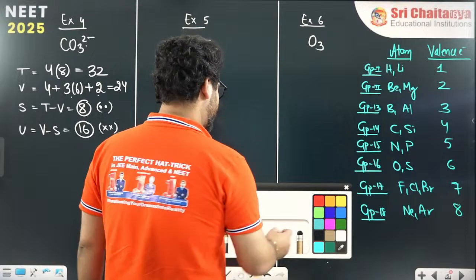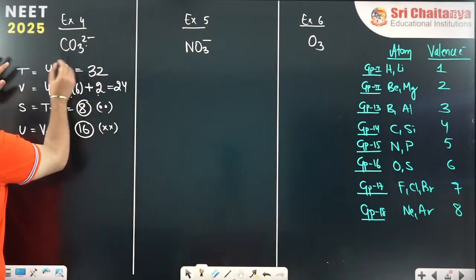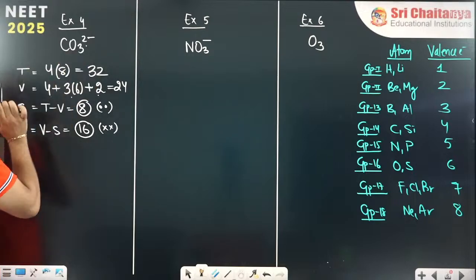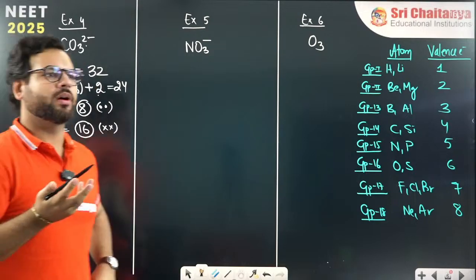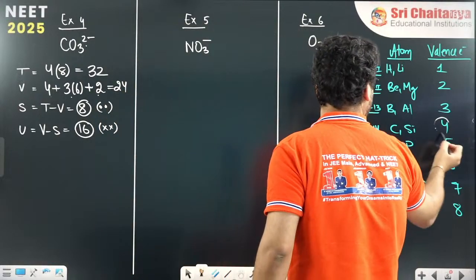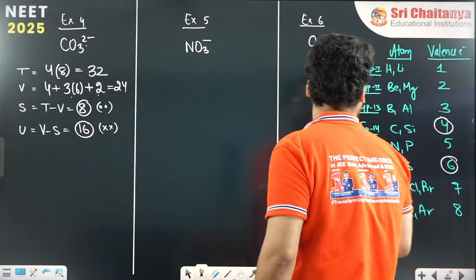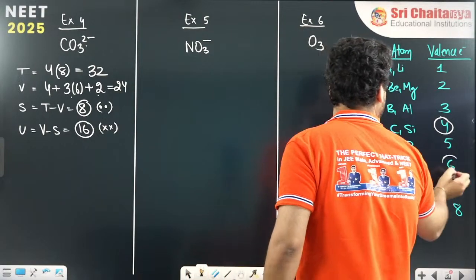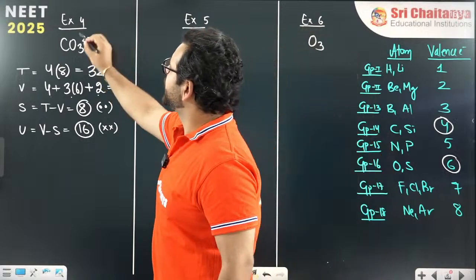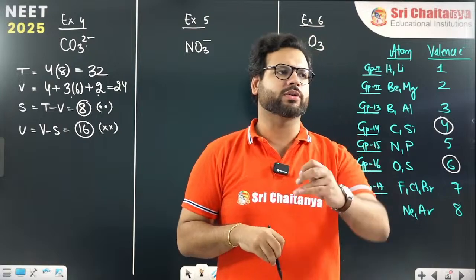Okay, so next one. You can see here, T means total electrons needed: 4 atoms, 8, 8, 8, 32. V means valence electrons. Carbon belongs to group 14, so carbon has 4. 3 oxygens, 6, 6, 6. 4 plus 18, 22. I can see 2 negative charge here, so extra 2 electrons.